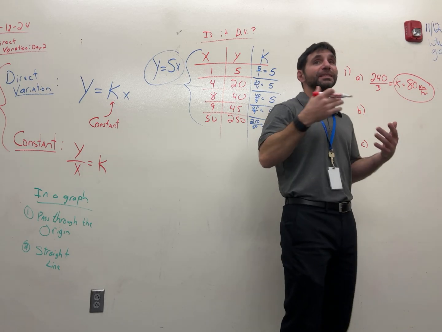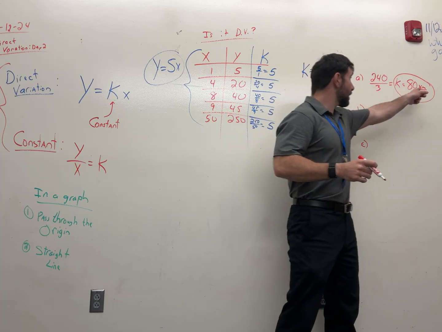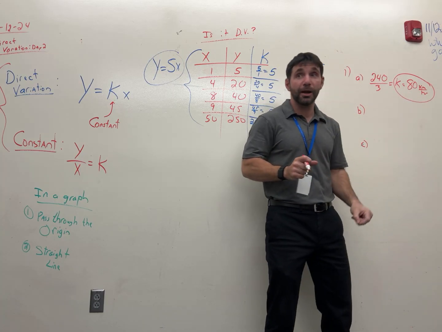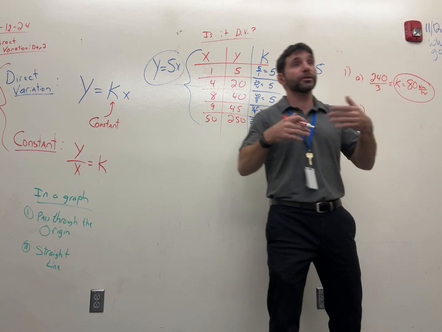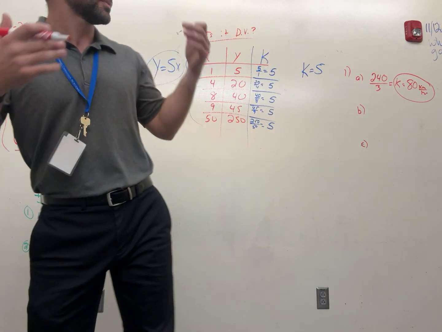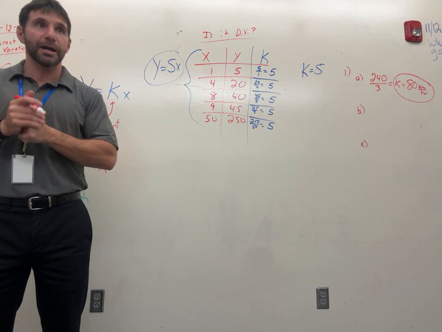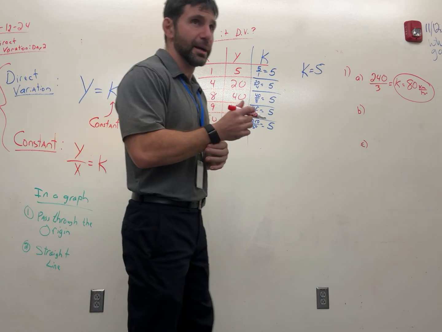So when it says, what does k represent? It represents kilometers per hour. So every hour we're driving, if we were in the metric system, 80 kilometers per hour. The next one was books, is that correct?